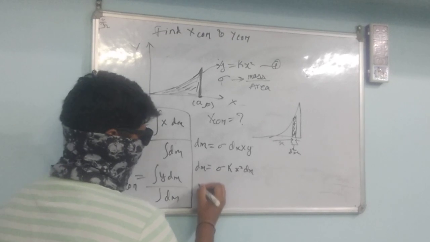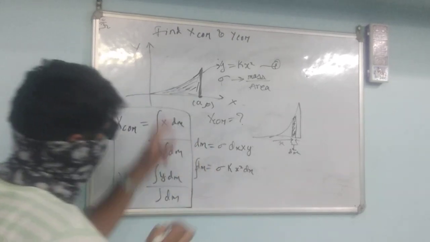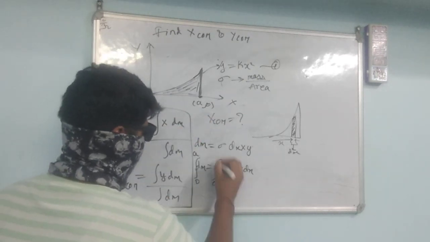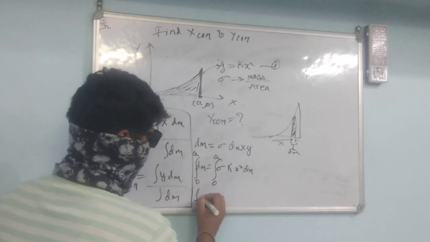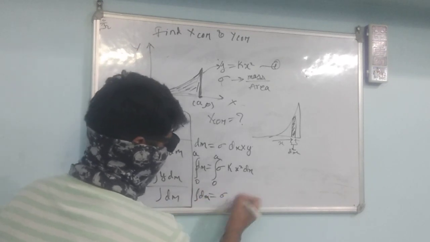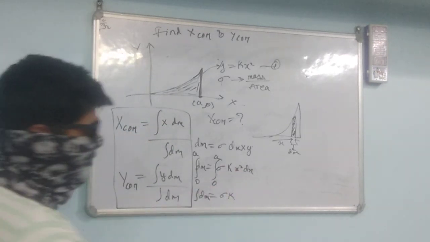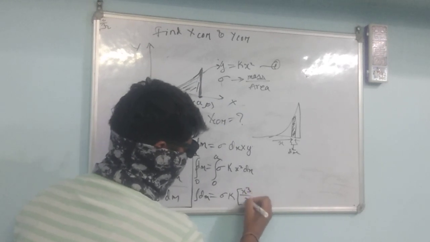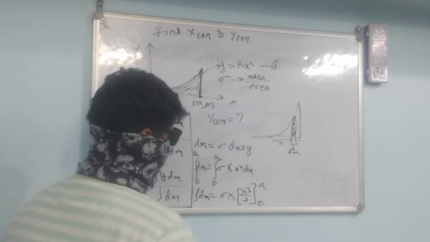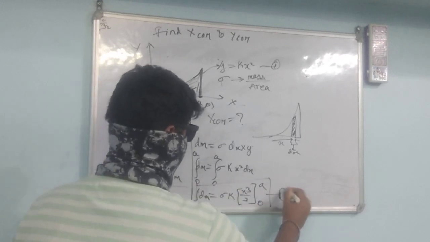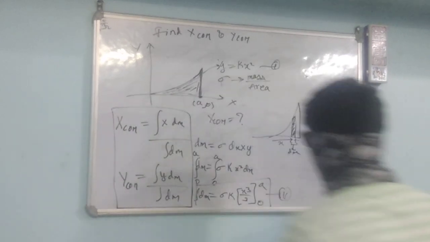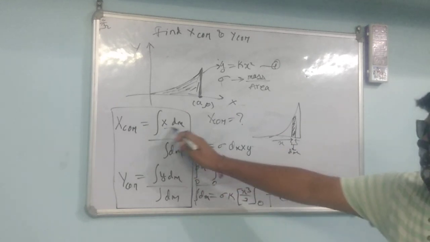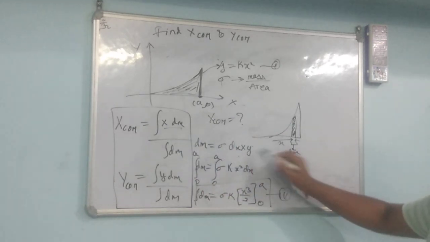So further integrating it, we have to integrate it from x coordinate 0 to a. So we get sigma k, which is constant, so it will come out from the integration, and the integration of x squared dx is x cubed by 3. So we got our dm. Now we have to find x dm. So in this dm, we will multiply x.